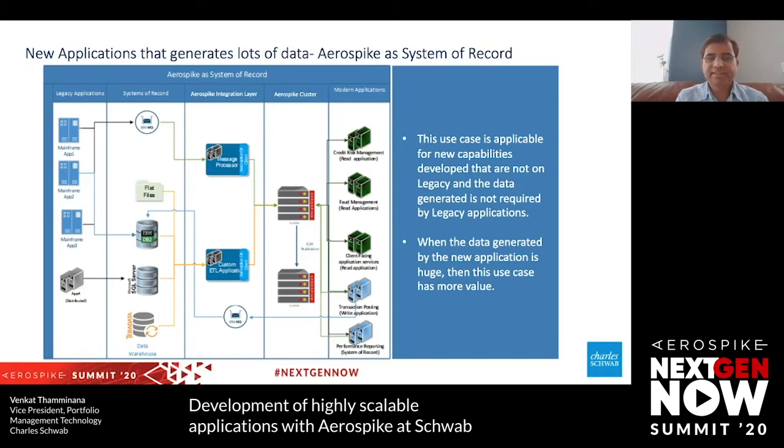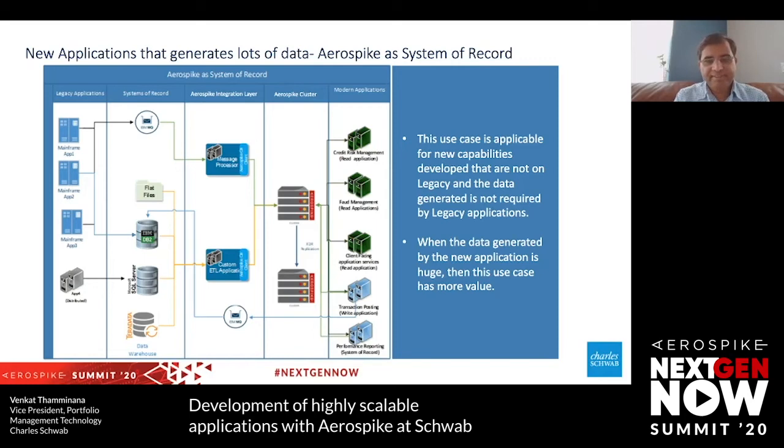So in this scenario, there is no refresh of data. We are not keeping the data in sync with any system of record, because Aerospike is the system of record, and anyone who wants the data can directly fetch the data through a service or by directly accessing Aerospike, depending on the use case.